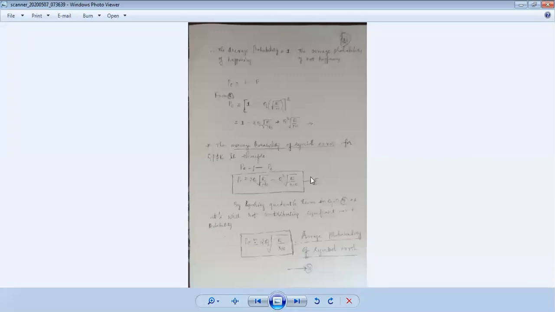Since the quadrature term, as you know, produces only a noise product, that is what we call the intermodulation product, which you can remember: P is equal to 2Q of square root of E by N naught, exactly.